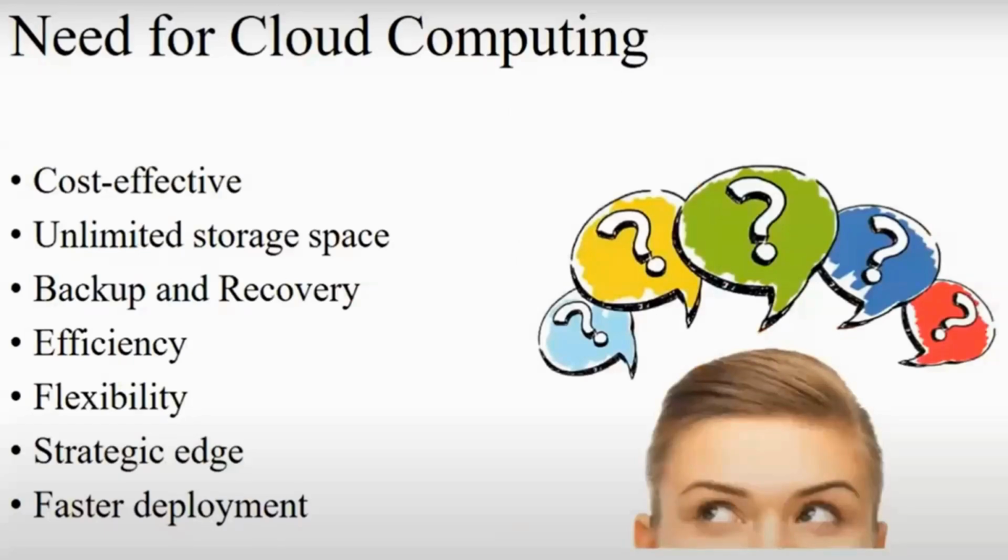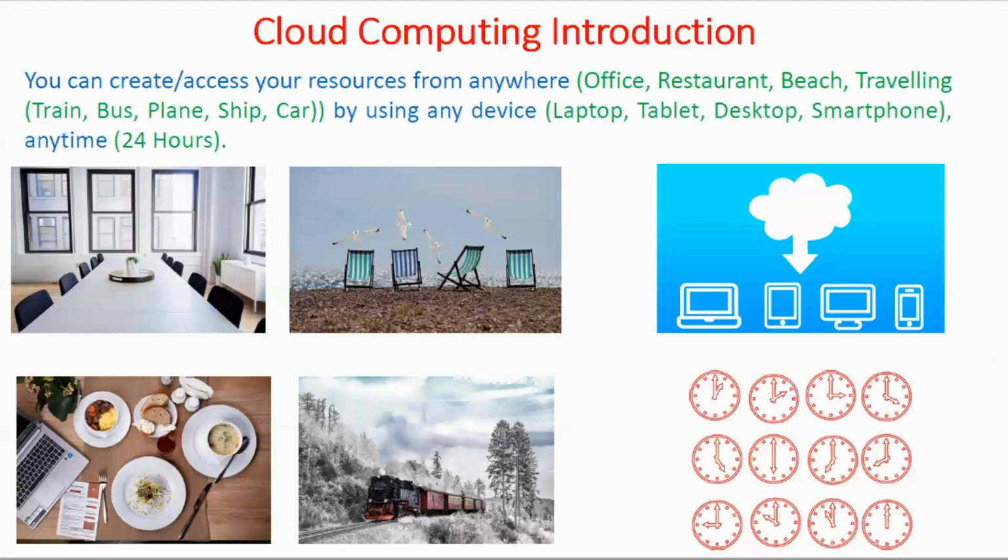To overcome all these challenges, we need a cloud computing system. What will cloud do? A cloud computing platform will provide a group of resources that you can access from anywhere, using any device, anytime. That is the main objective of any cloud service available in the market, either AWS or Azure or GCP, whatever it is. Every cloud has its own benefit.